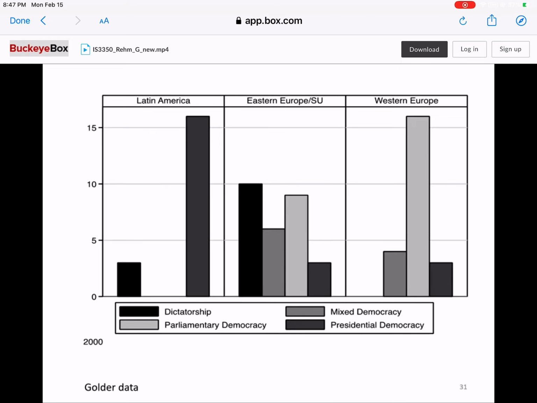Here's another way of looking at the geography is destiny claim. This breaks down parliamentary, presidential, and mixed democracies, as well as dictatorships in absolute numbers for the year 2000 in Latin America, Eastern Europe, and the former Soviet Union, as well as Western Europe. And you see here in the first panel of this figure that the democracies in Latin America are presidential democracies, while the democracies in Western Europe, here on the very right, tend to be parliamentary democracies.